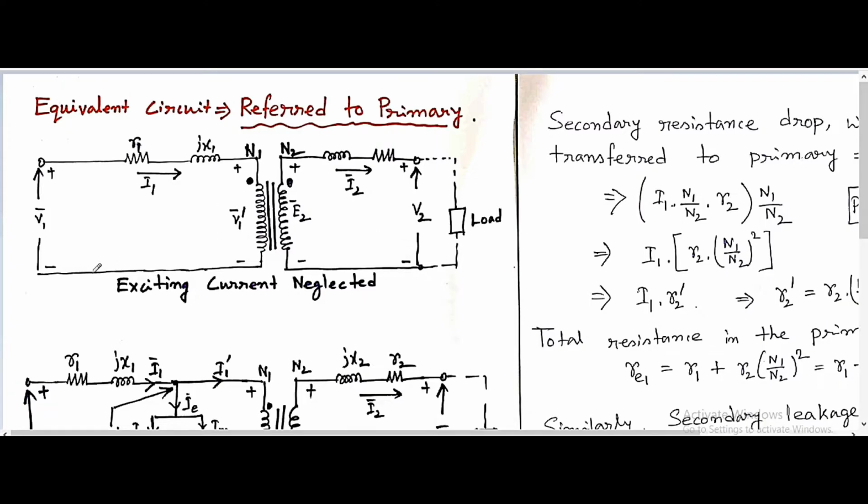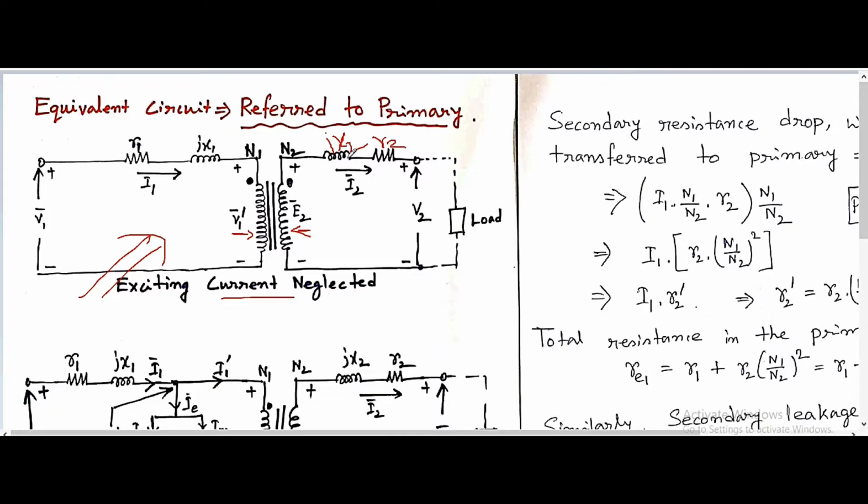Now, in this equivalent circuit, the exciting current is neglected. This is the primary coil and this is the secondary coil, whereas the secondary parameters are: R2 is the effective resistance of the secondary coil, and jX2 is the effective secondary leakage reactance.